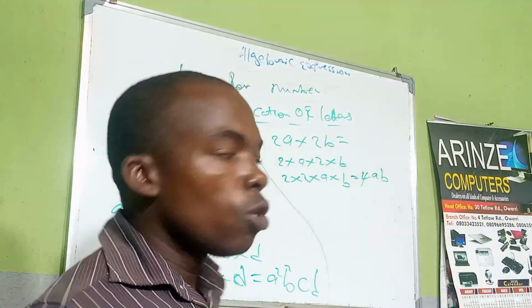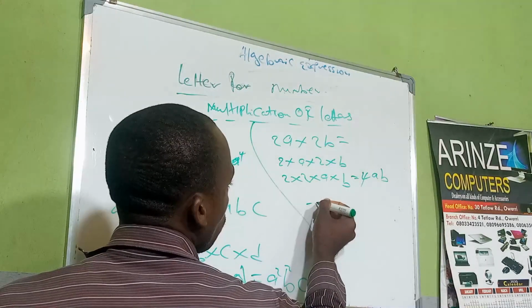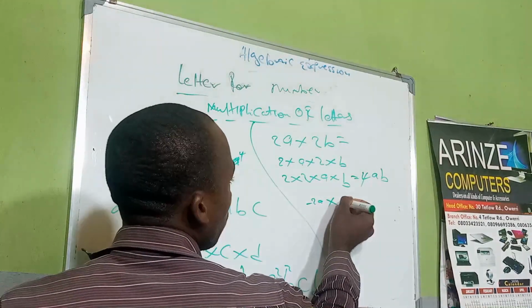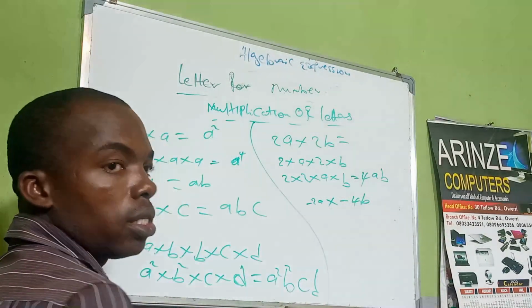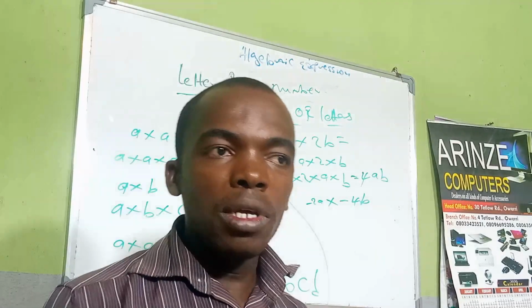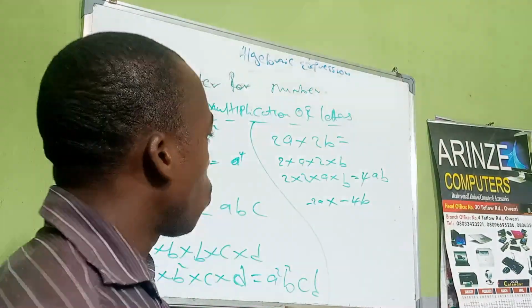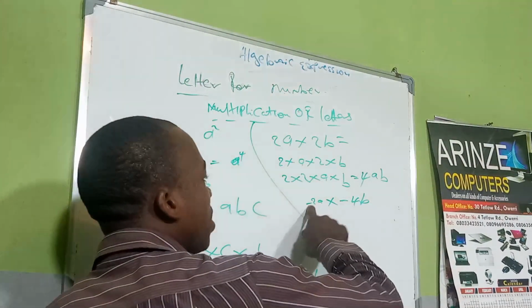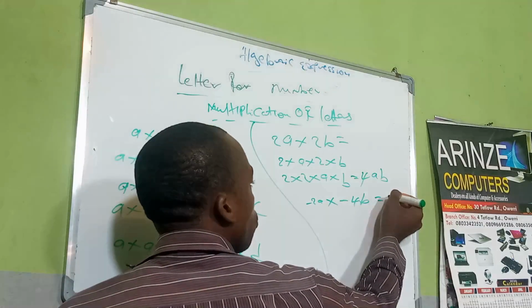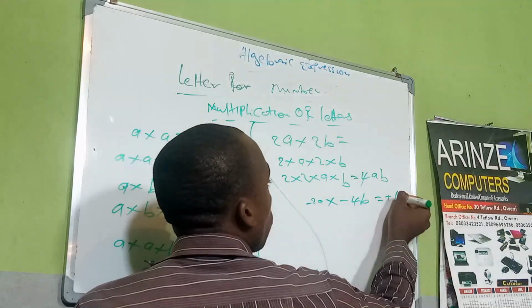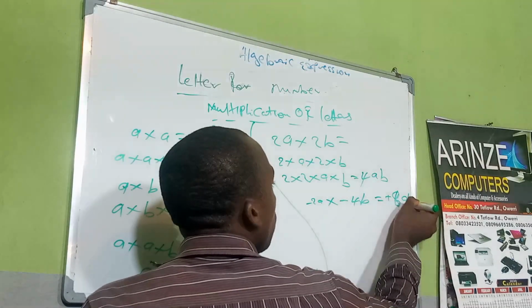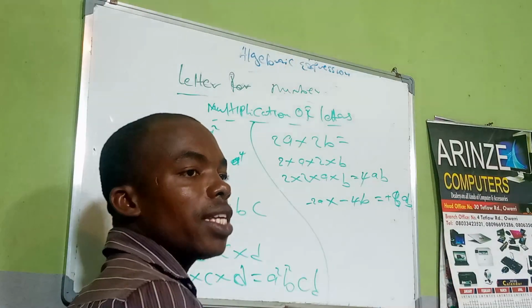Of their similarity. So finally, minus 2A times minus 4B. Are you seeing this now? So what are we going to do here? Minus times minus is what? Plus. Then 2A times 4B is what? 8. 8 what? AB. So it is plus 8AB or 8AB.